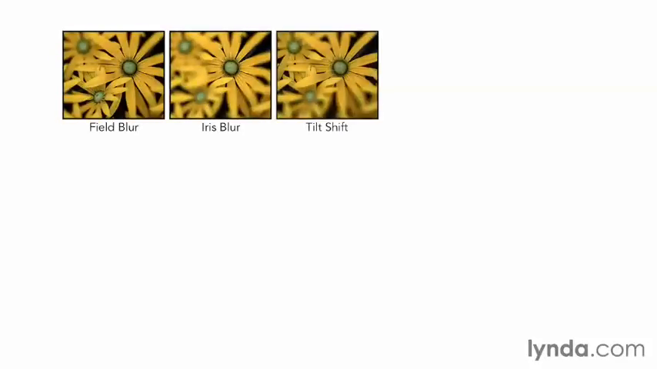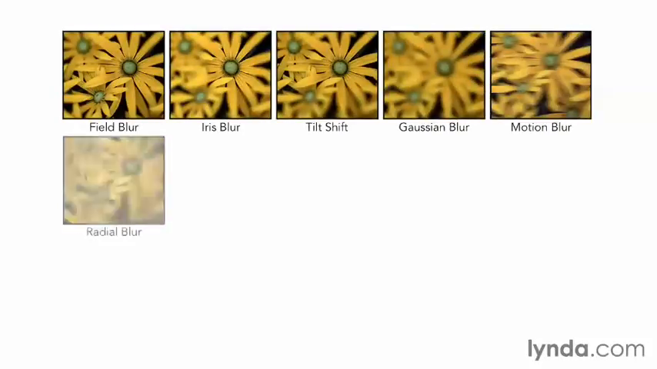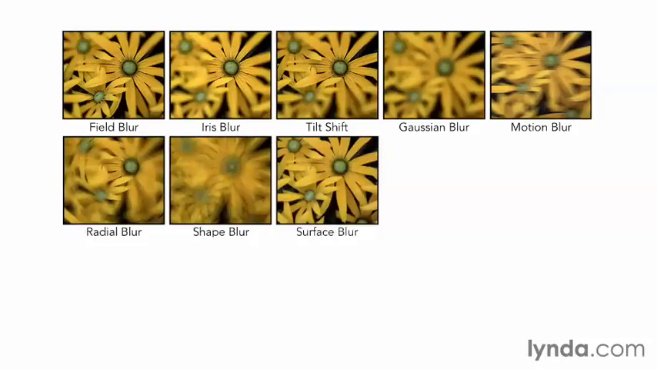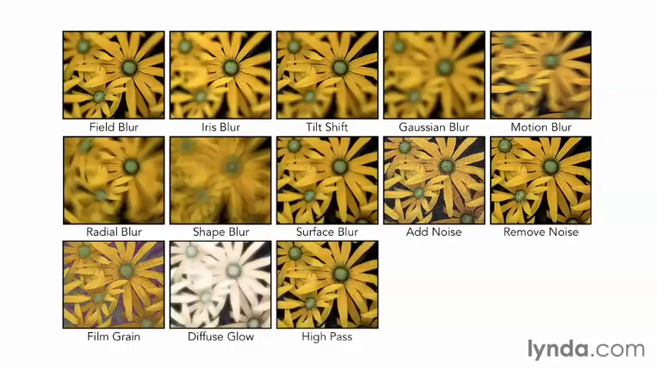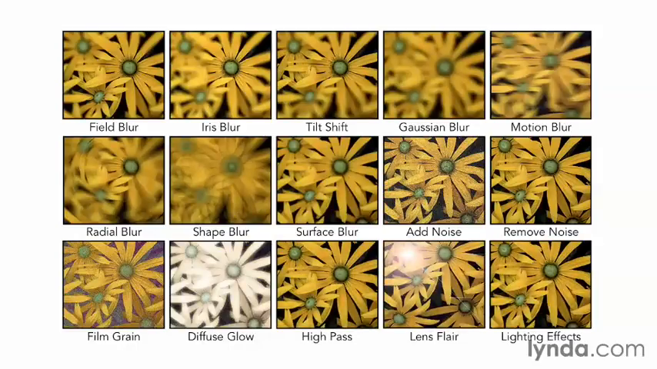Let's take a look at some of the more practical filters. And by this, I mean adding filters that are going to enhance the image by doing things like add selective blurs. So we can see the first three blurs are all in the blur gallery. So we have the field and the iris and the tilt shift blur. We also have the more traditional Gaussian blur and the motion and radial blur.